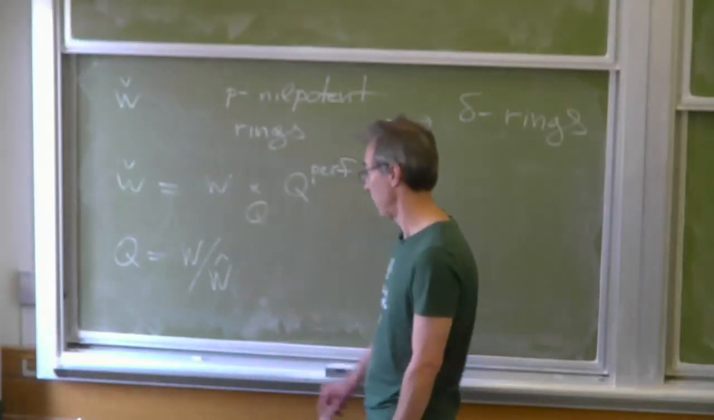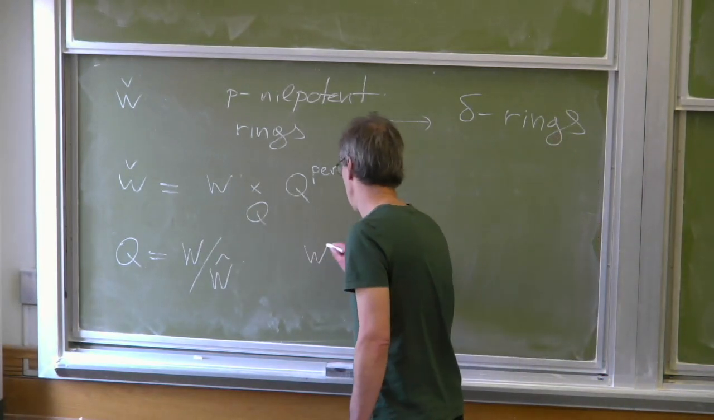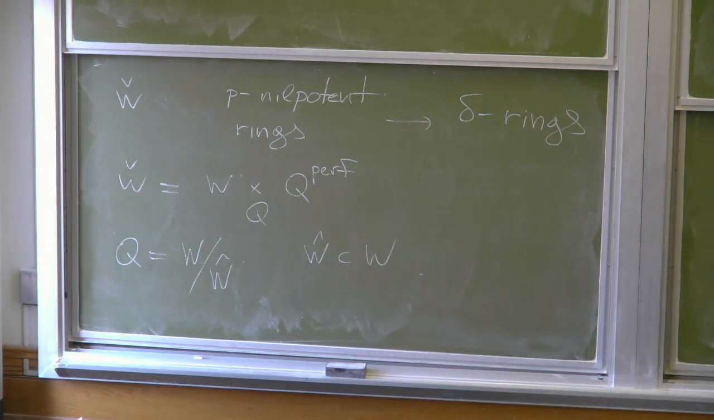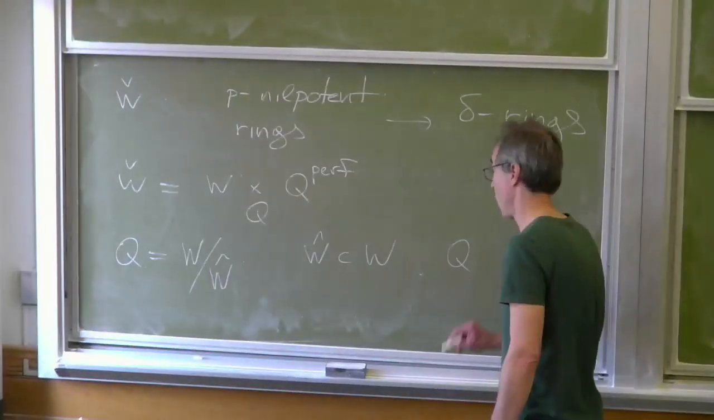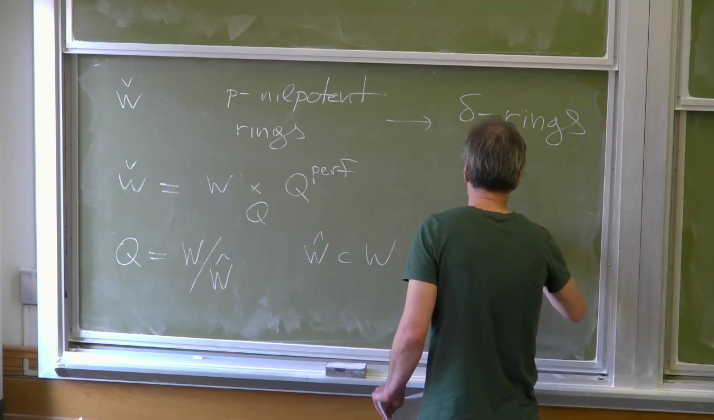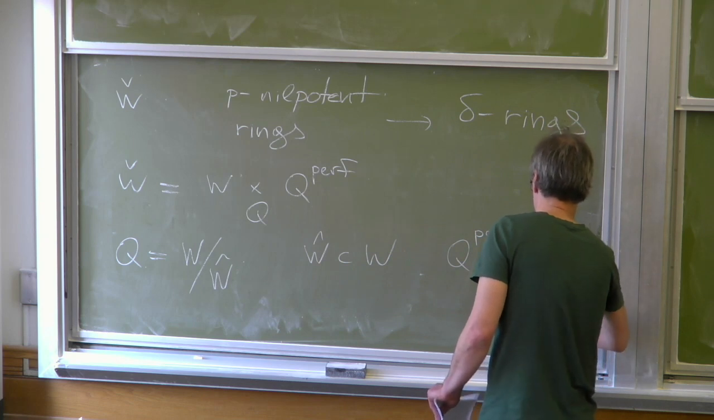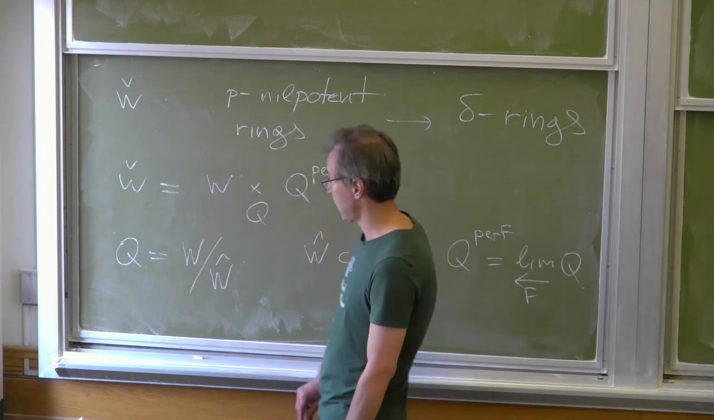Here W is the ring of Witt vectors, and W hat is the ideal inside W that consists of all Witt vectors whose coordinates are nilpotent at almost all but finitely many entries. This ideal is stable under Frobenius, and Q curve is a linear functor.